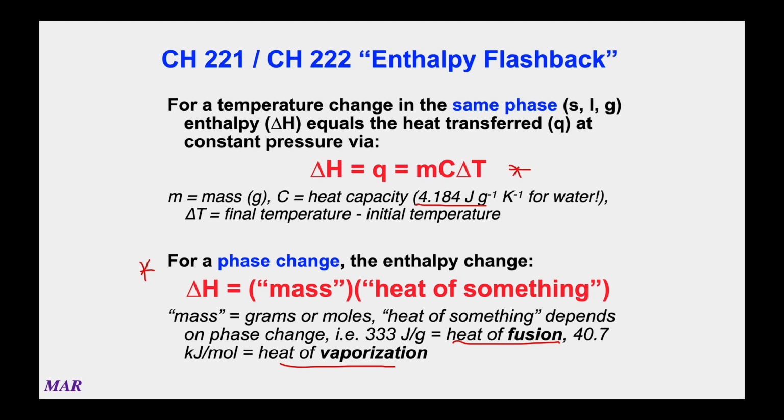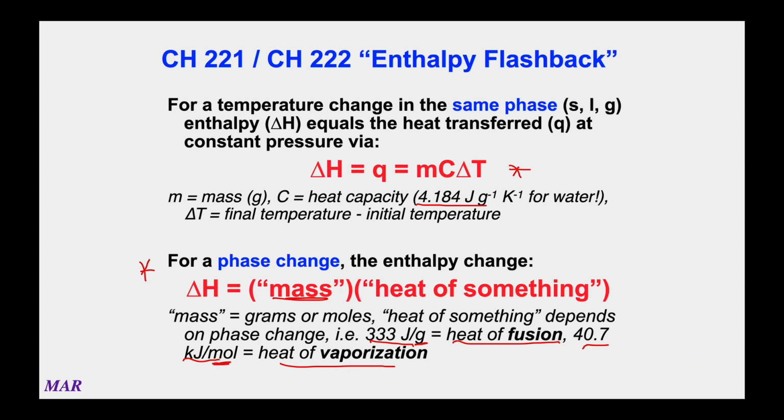So 333 joules per gram, that's the heat of fusion, and 40.7 kilojoules per mole is the heat of vaporization. Those are things for water, by the way. But notice that one is joules per gram and the other one is kilojoules per mole. So when you're doing an enthalpy calculation, the mass in quotes has to take into account whatever the heat value is given. So if you were using 333 joules per gram, your mass would be grams. On the other hand, if you're using 40.7 kilojoules per mole, then your mass would have to be in moles in order to get them canceled out.